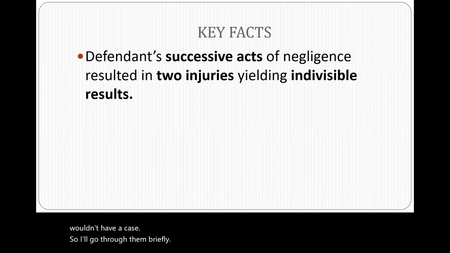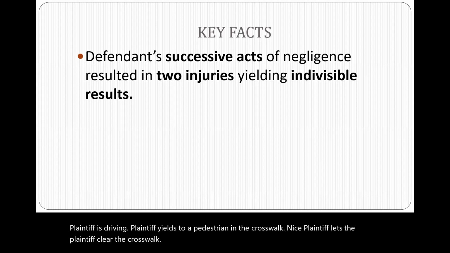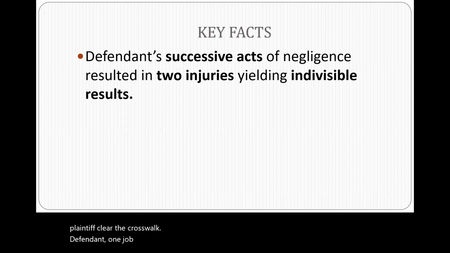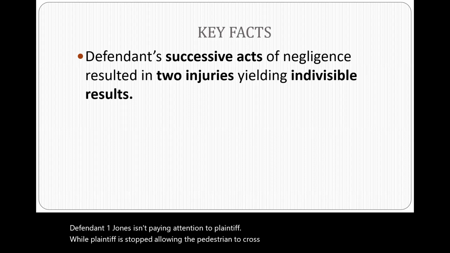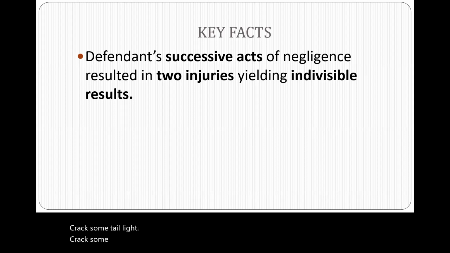Plaintiff is driving. Plaintiff yields to a pedestrian in the crosswalk. Nice plaintiff. Lets the pedestrian clear the crosswalk. Defendant 1, Jones, isn't paying attention to plaintiff. While plaintiff is stopped, allowing the pedestrian to cross, Jones runs into the back of plaintiff. Boom. Cracks some taillight, cracks some other stuff in the back. Police are called out. They do their investigation.